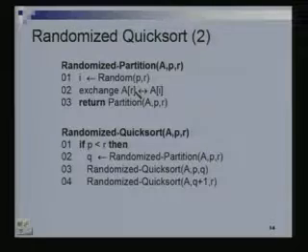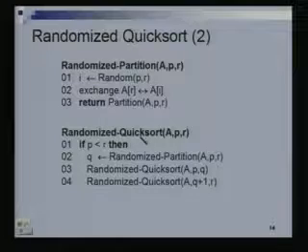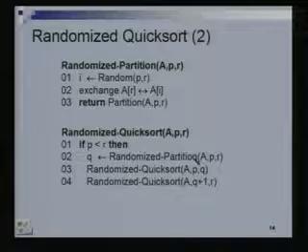Why am I doing this? Because this partition procedure, if you recall, was taking the last element as a pivot. Now, I want to put my pivot at the last location, so I just exchange the pivot element with the last location, and then I call the same partition procedure as before. So, this becomes my randomized partition procedure. And what does quicksort do now? Randomized quicksort, instead of calling partition, calls randomized partition. The rest is the same.